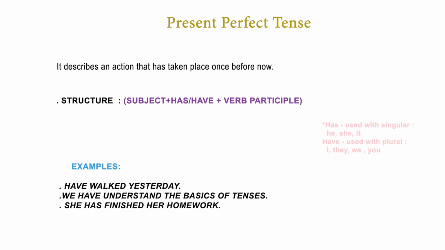Some star marked: has should be used with singular like he, she, it, but have should be used with plural, I, they, we, you.